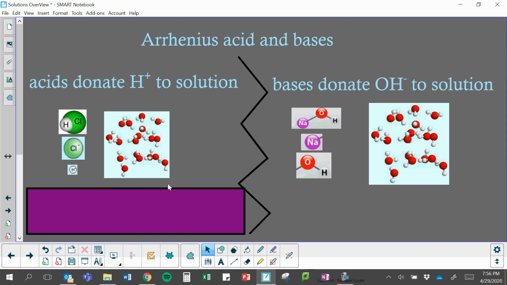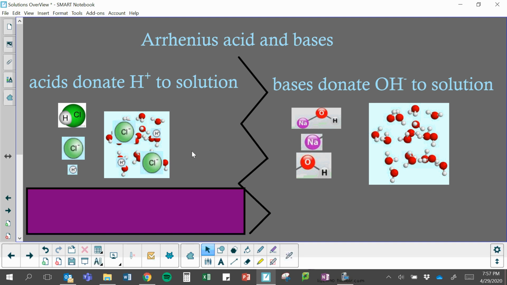So if we had some water here, right off the bat, it doesn't have any extra hydrogens, so it's going to be neutral. But if we add some HCl, some hydrochloric acid, what's going to happen is that HCl is going to dissociate, so it's going to break apart, and then we now have chlorine atoms floating around, but we also have hydrogen ions floating around. So because of that, it has donated, we have extra hydrogen ions floating around, making it an acid.